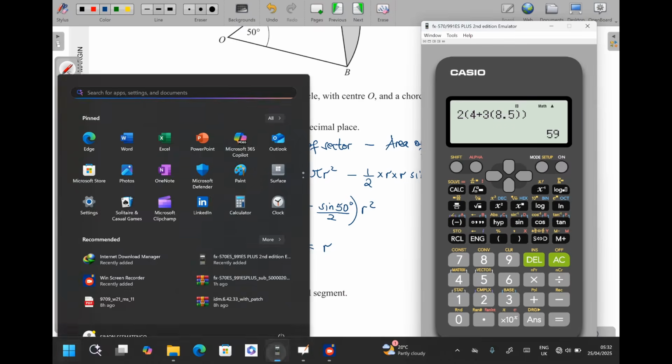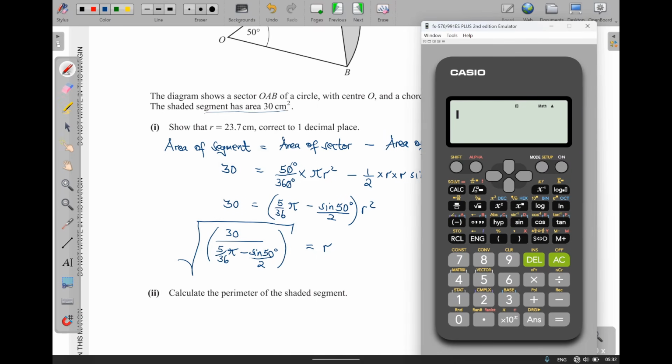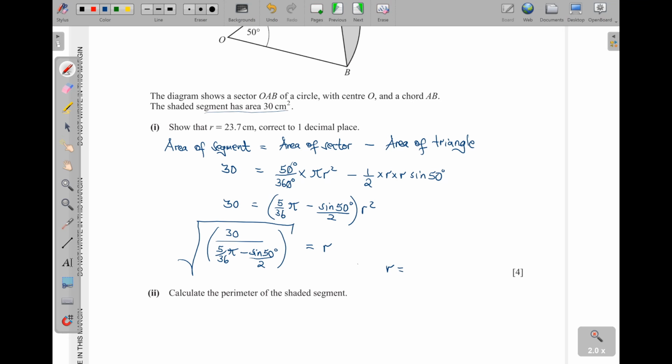So when we put this in the calculator, we are going to have the square root of 30, divided by 5 pi out of 36, then minus 0.5, which is a half, then sine of that 50. Yes, then that gives us 23.7 and the rest of those figures, but to 1 decimal place, that is 23.7. So r is equal to 23.7 centimeters.